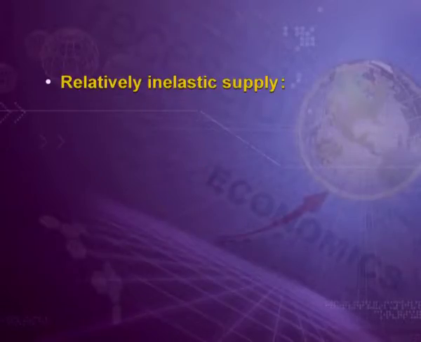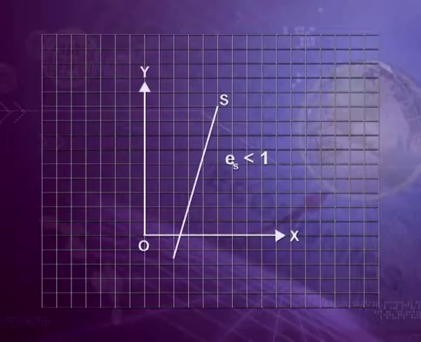Now, relatively inelastic supply. This is the fifth type of elasticity. When a proportionate change in quantity supplied is less than the percentage change in price, it is said that elasticity of supply is relatively inelastic. Its value is less than 1. The supply curve in this case crosses the x-axis.